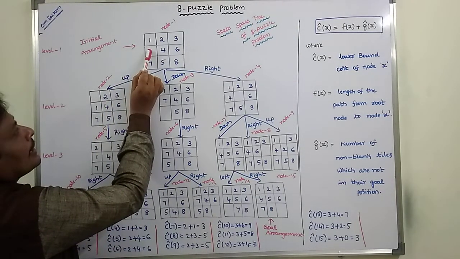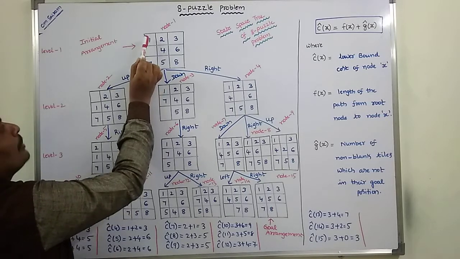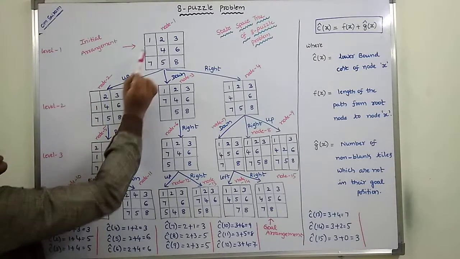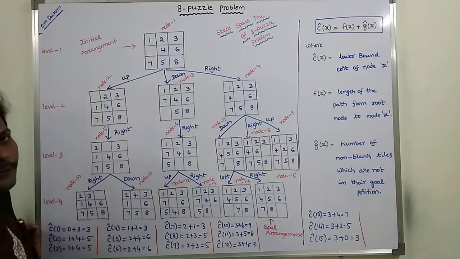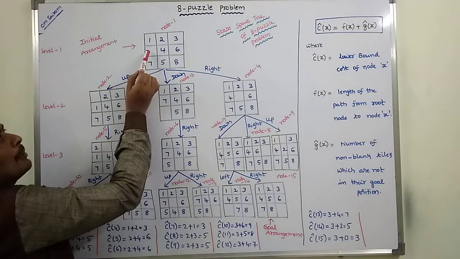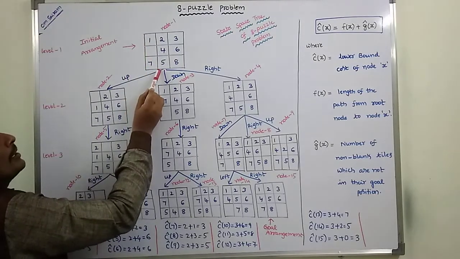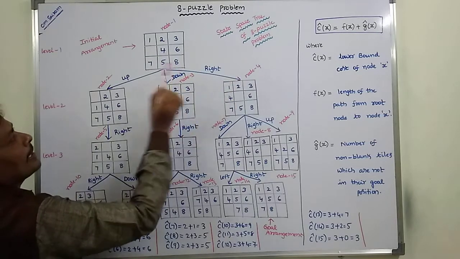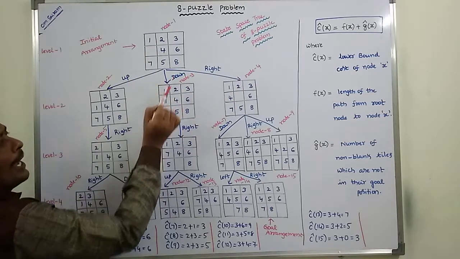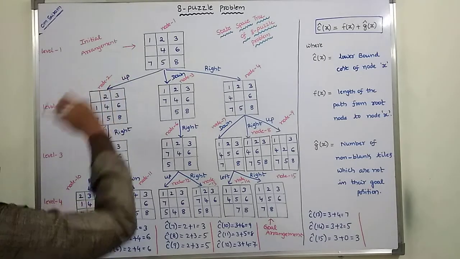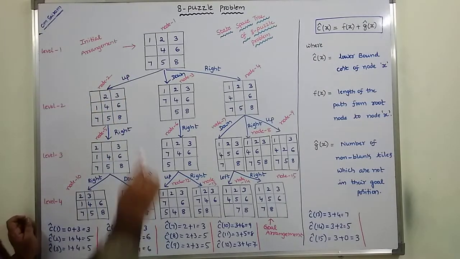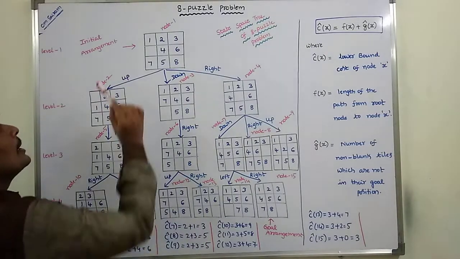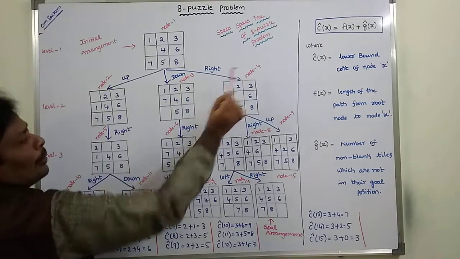This empty slot can be moved in the up direction, right direction and down direction. But there is no possibility of the left direction. Only what are the possible directions? That is the up direction, the right direction, and the down direction. So for this node, how many children are there? Three children are there: node 2, node 3, node 4.